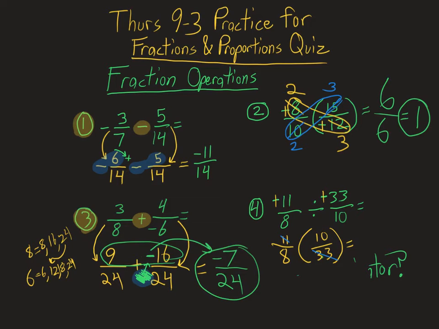11 and 33. I'm going to take a group of 11 out of 11, so I'm dividing it by itself. Divide 11 into 33. Wow, that's so much easier. Next, I'll divide out of the 8 and 10 a common 2. So 8 divided by 2, that leaves 4. 10 divided by 2 leaves 5.